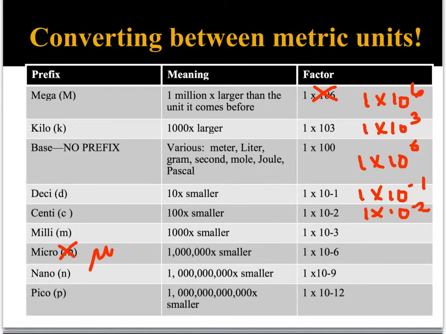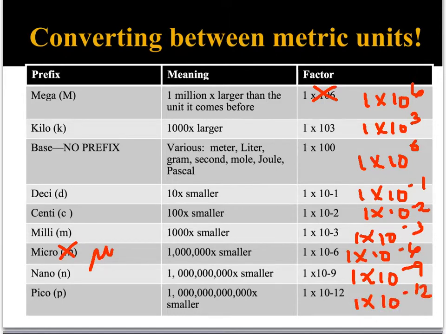The base unit. Now there are various different base units that we'll be using. Meters are the base unit for length. Liters are the base unit of volume. Grams are the base unit for mass. Seconds are the base unit of time. And moles are the base unit of amount. And as I said, we will be getting into a unit where we learn much more about moles. Joules are the base unit of energy, and pascals are the base unit of pressure.